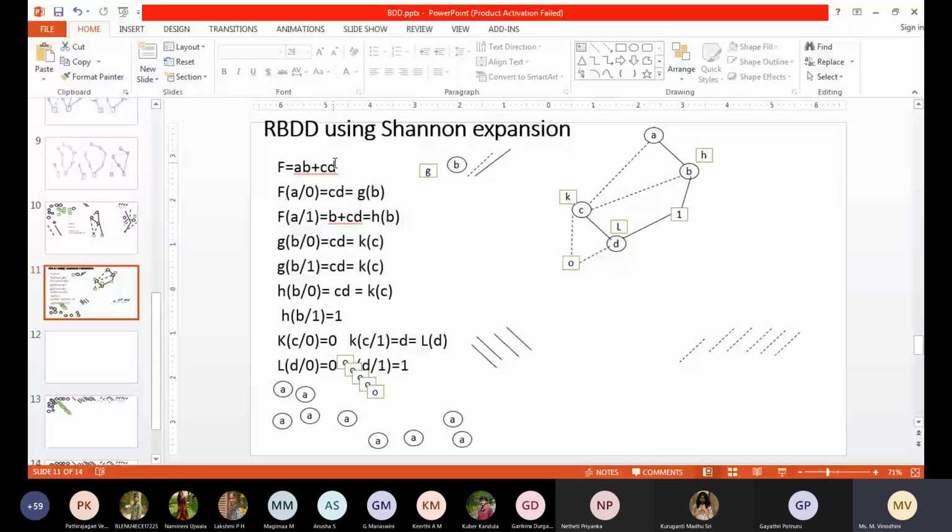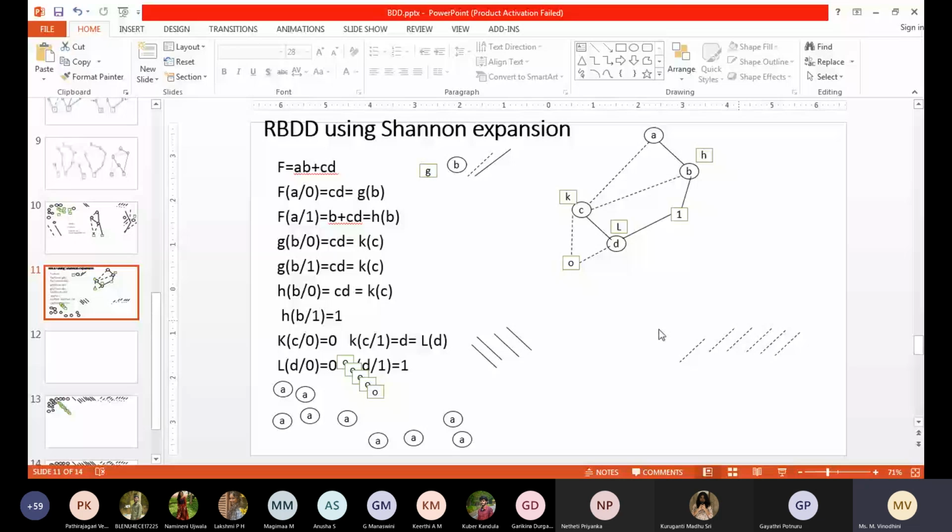So now you have come across two different methods to reduce a binary decision tree to the ROBDD or RBDD. One method is using the rules R1, R2, R3. The other method is using Shannon's expansion method. One more method we will go through is using the reduce algorithm. Clear? Now let me take the same expression.